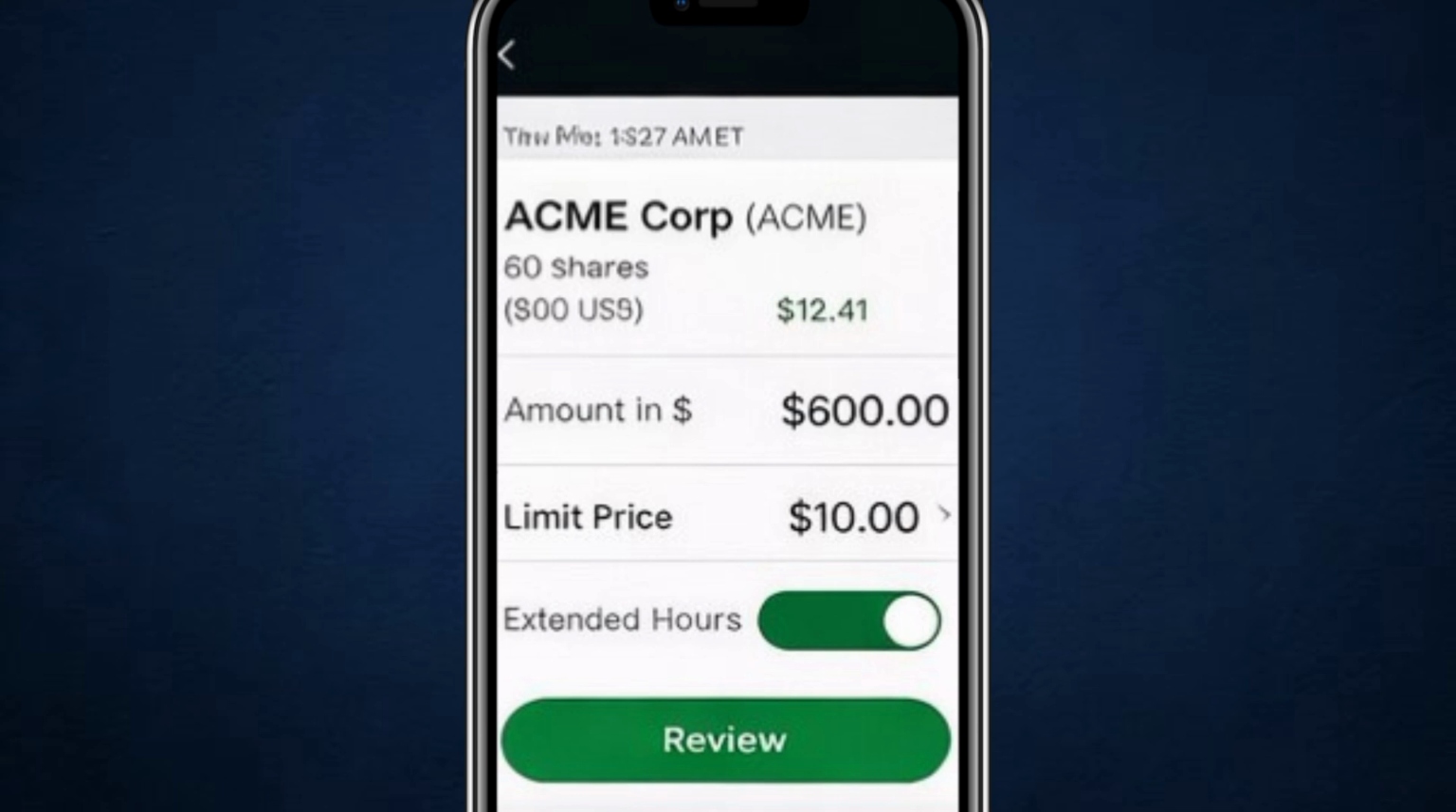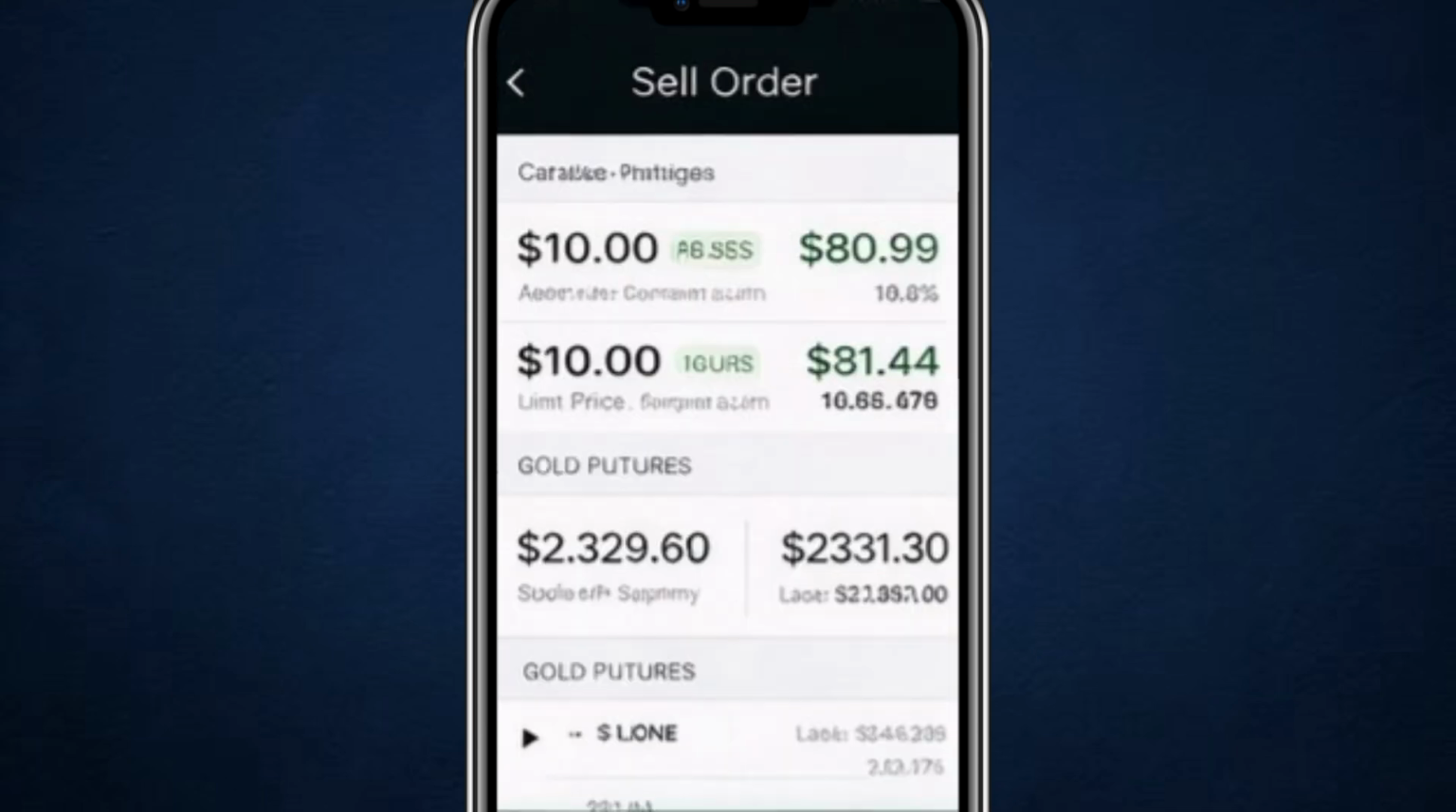Track your day trades inside the app by going to Account, then Investing, then Day Trades. This page shows how many same-day round trips you've made within the 5 business day window. Remember, it's a rolling count. As older trades fall off, you regain room for new ones. This is essential if your balance is below $25,000.